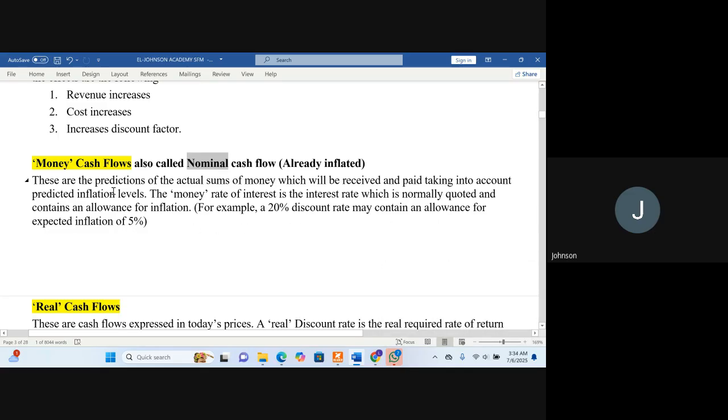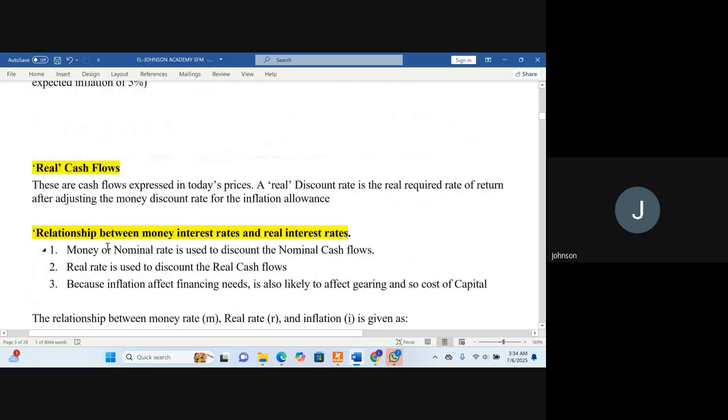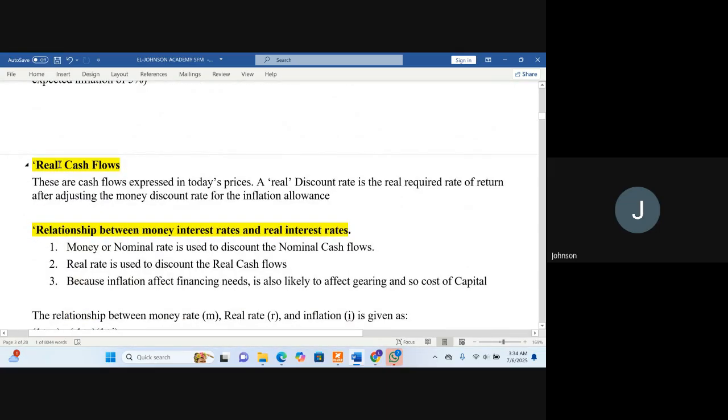So now let's see. I've already told us about cash flows. Cash flows can either be in money terms. If they say it's in money terms, it has been inflated. If they say it's in nominal terms, it has been inflated. There's another kind of cash flow. They call it real cash flow. So these are cash flows expressed in today's prices.